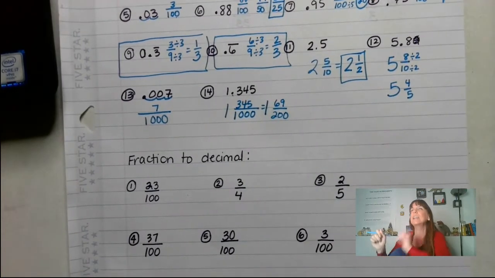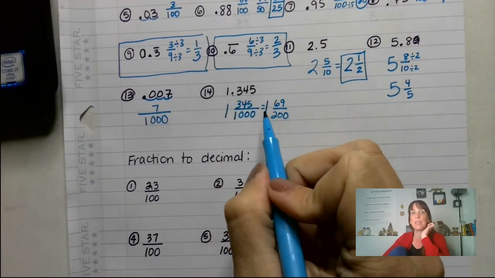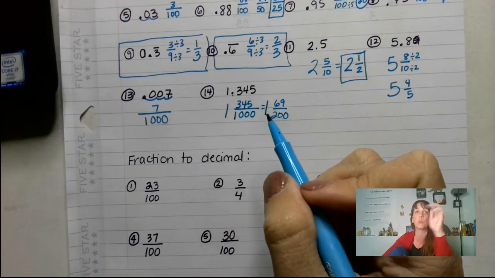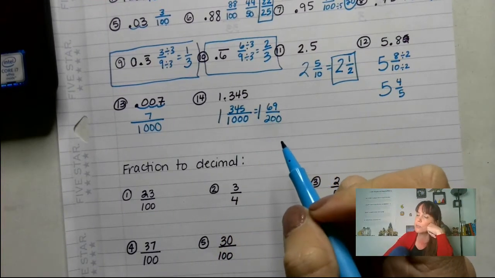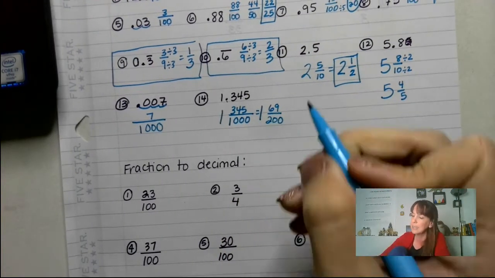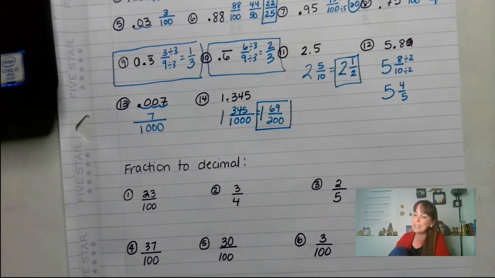1 6900. Now I know 3 goes into 69 because 6 plus 9 is 15 and 3 goes into 15. So 3 is going to go into this number. However, 2 plus 0 plus 0 is 2 and 3 does not go into 2. So it's not going to go into this. So that is my final answer right there.